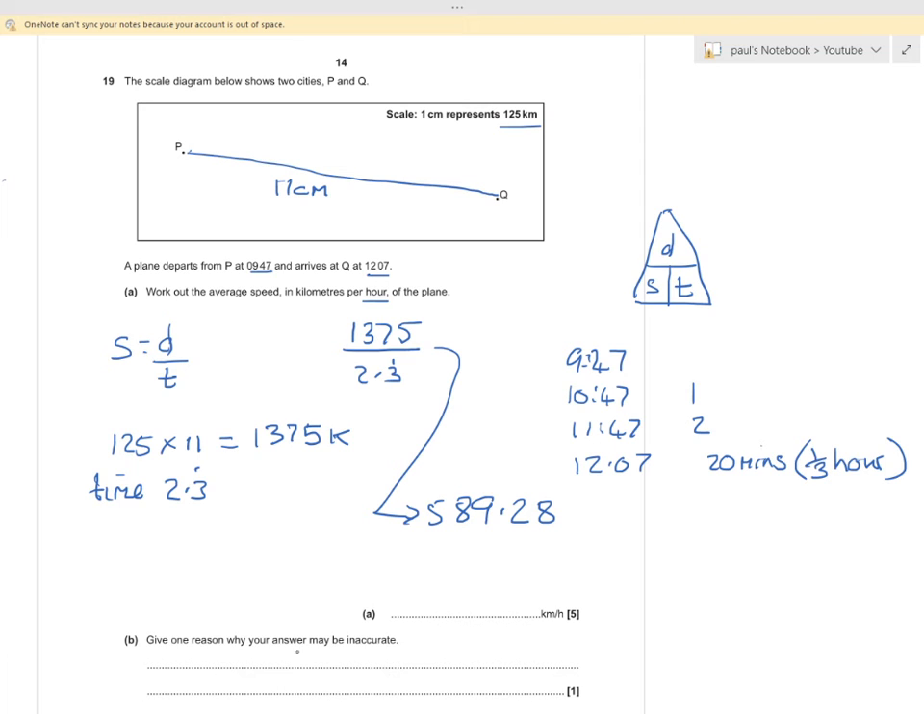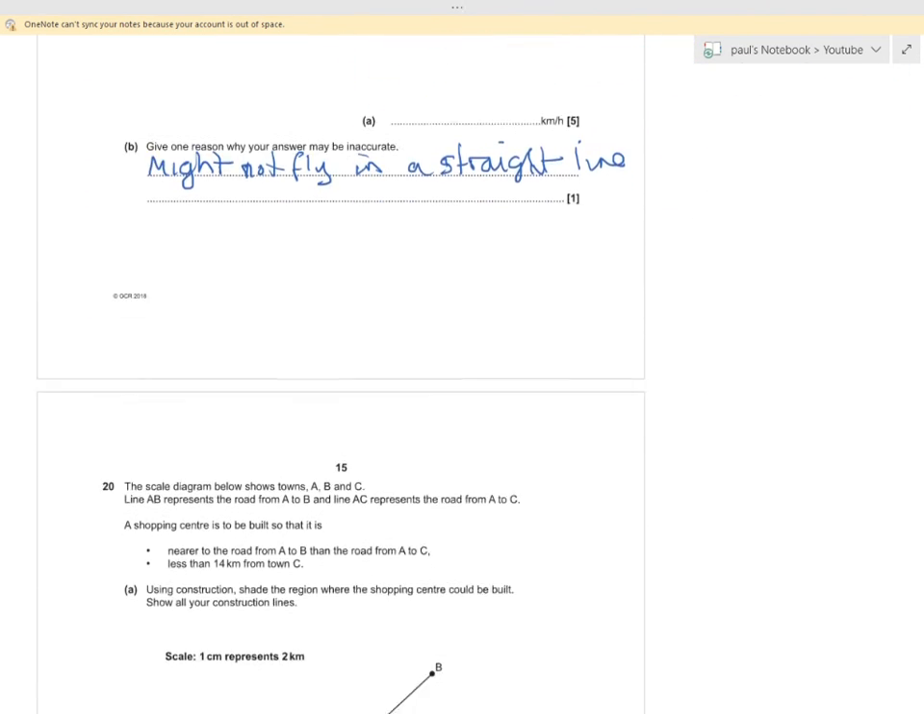Let's have a look. Give a reason why your answer may not be accurate. Oh, I don't know anything here. Obviously, my reason is not because I've got the wrong scale and it's all the wrong size. But it might not fly in a straight line. Yeah, if it went all around the houses, it would have to fly faster, wouldn't it, to get there? Okay.